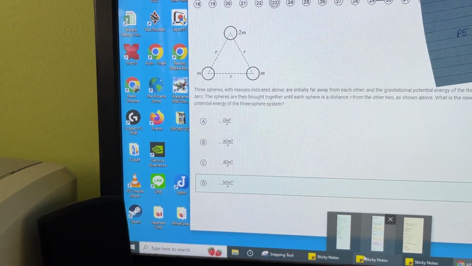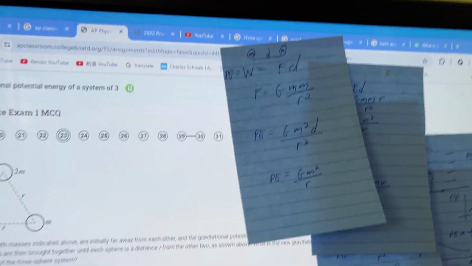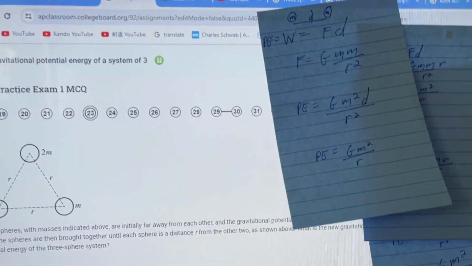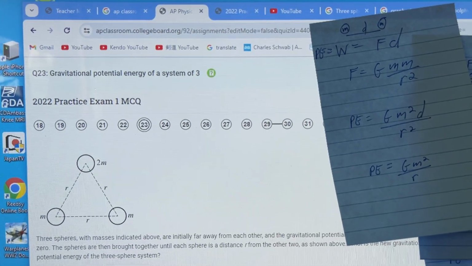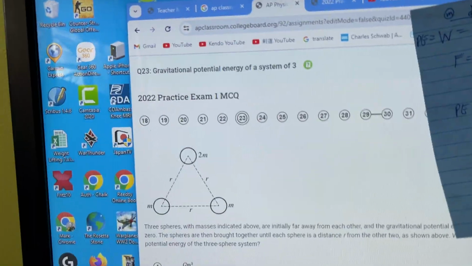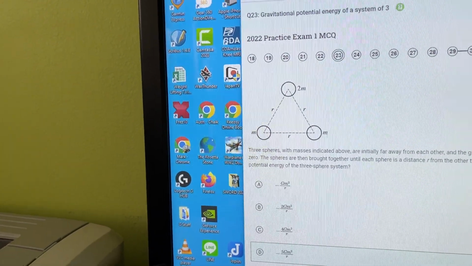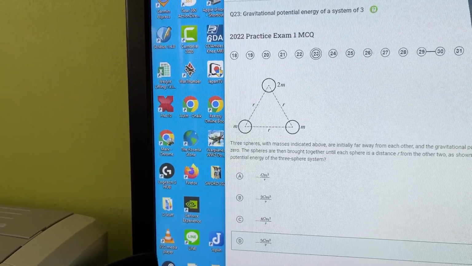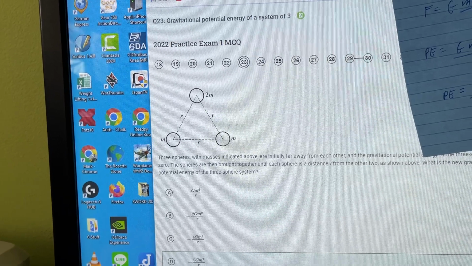And you might be thinking, well, good God, where does that come from? But let's try and follow my reasoning here. If something's close to the surface of the Earth, we know that it's mgh. But we're not talking about three balls near the surface of the Earth. We're talking about three masses that have come in from infinity, kind of thing.